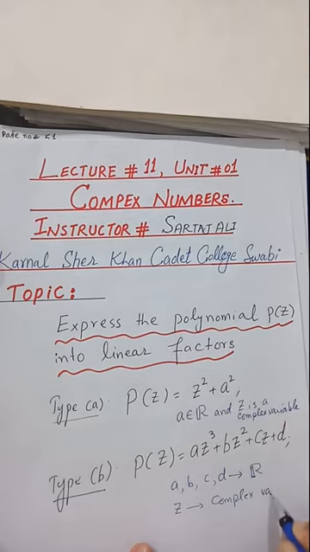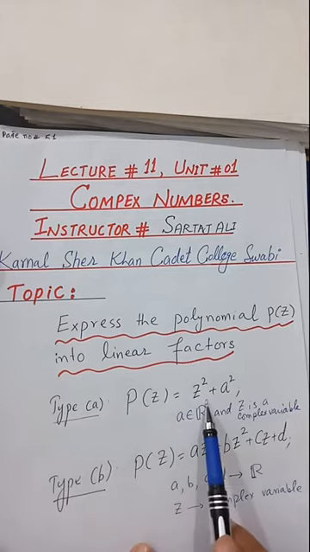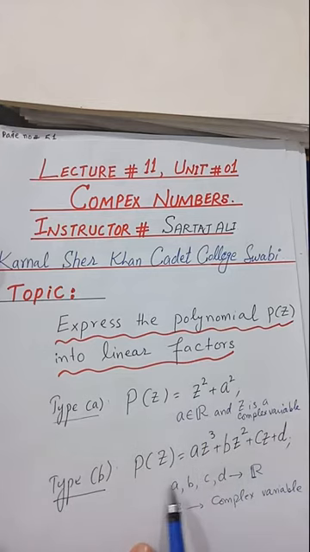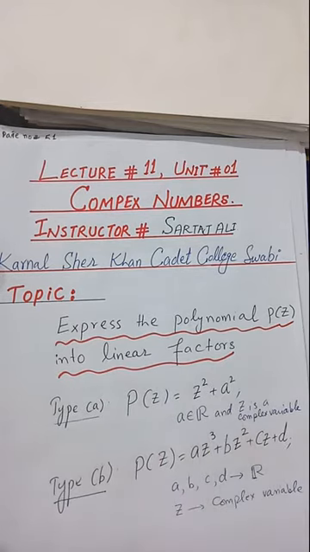So the target of this video lecture is to convert the polynomial of type A and the polynomial of type B into linear factors. First of all, we briefly discuss what is a polynomial and what is a factor, and then we briefly discuss what is a linear factor, and then we will switch towards type A and type B, that how we can find their linear factors.